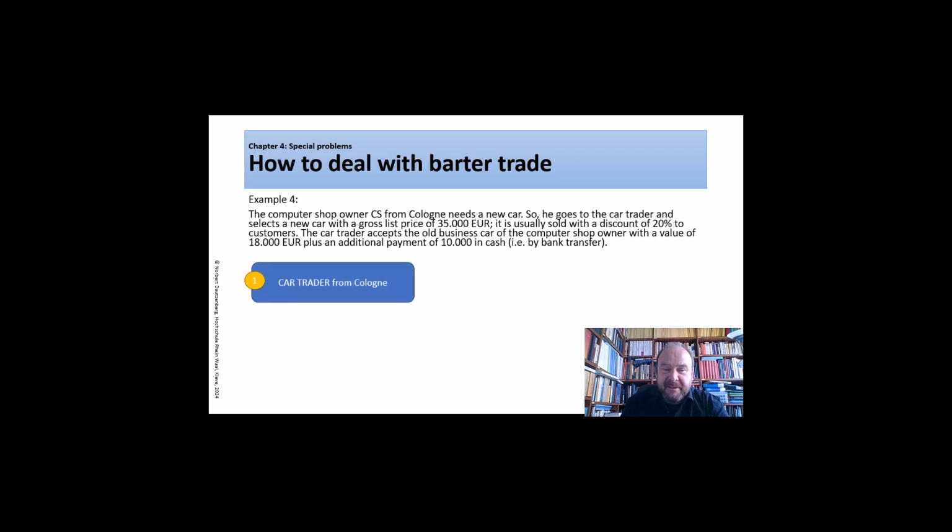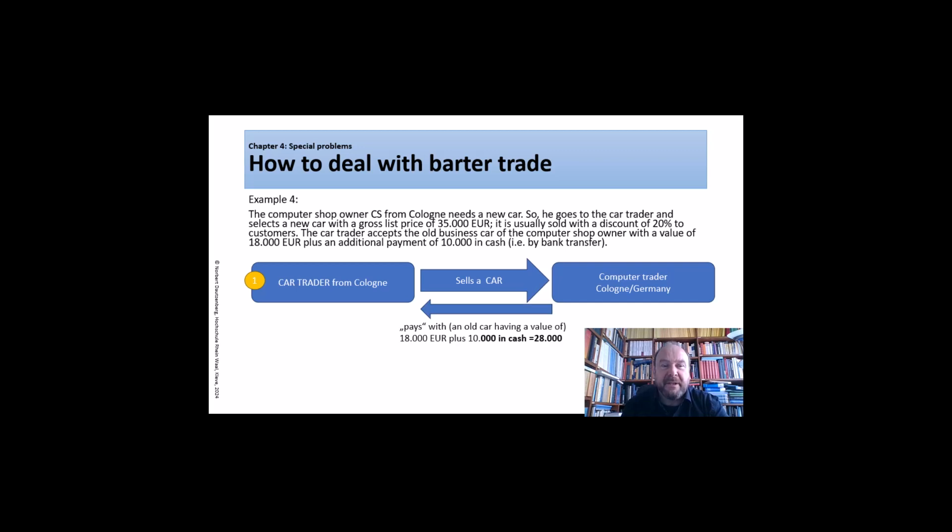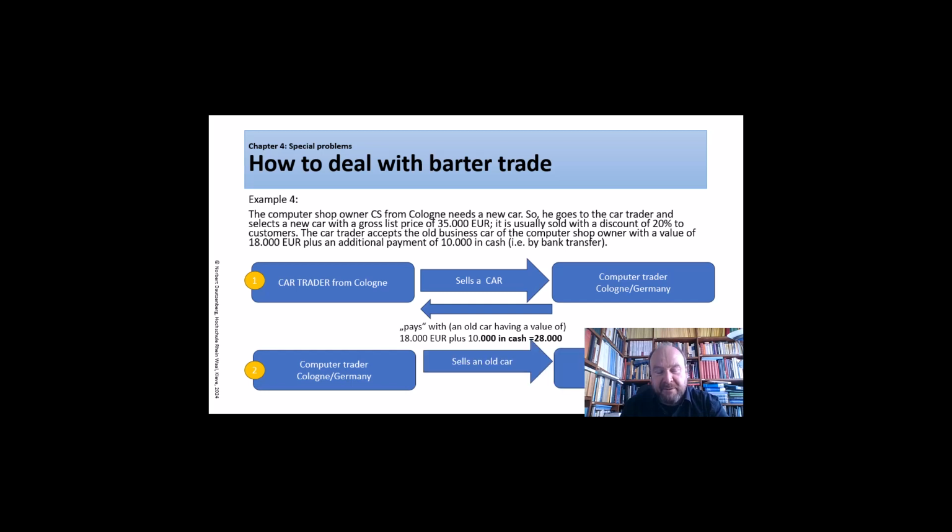So the car trader sells a car to the computer trader. He gets in return an old car for 18,000 plus 10,000, so he gets 28,000. The computer trader sells an old car of his business to the car trader. What he gets is a price reduction of 18,000, not more, because the usual market value of the new car would have been 28,000, and that he hands over his old business car only leads to a reduction of 18,000. So that's the consideration which he gets for handing over his old car.